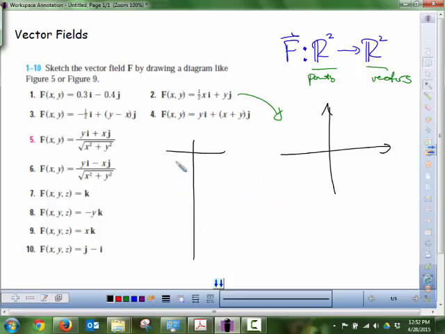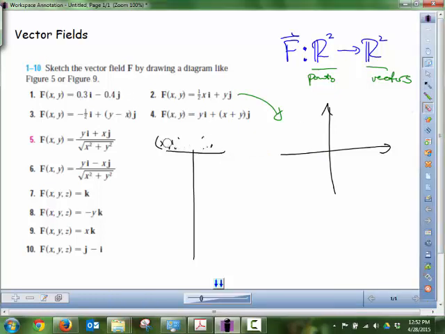The way we're going to plot points is, like I said, the input and output business. So the input is a point, so we'll call it xy, and then your output is a vector. Actually, maybe I don't want to do that yet. Sorry.